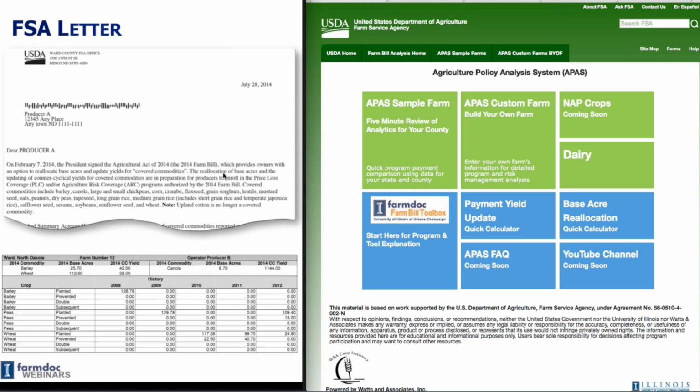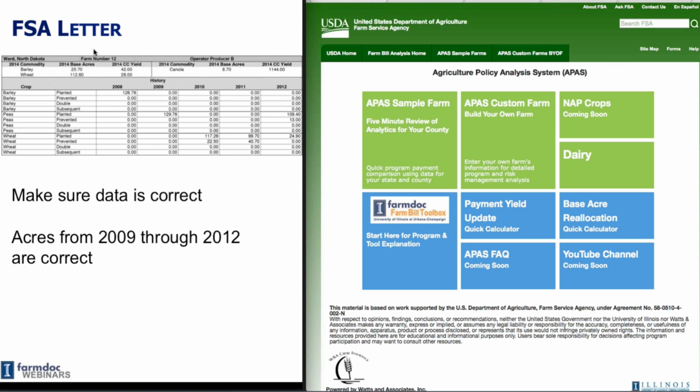Now I'm going to take the letter away and put just the box there. This is the box that you should see. It'll give you the county, state, and farm number of the farm, which in this case is 12. If you don't know what farm number relates to what acreage, you might want to figure that out with FSA's help. Each one of your farms should have received that.